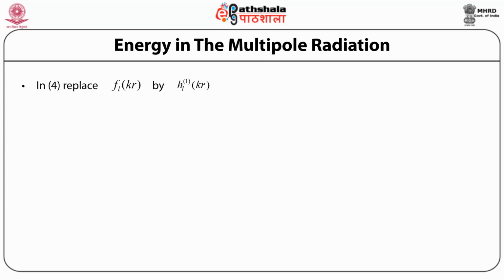So in 4, replace Fl as a function of Kr by HL1 Kr. Vector HL is equals to summation m AE as a function of Lm into XLm into HL1 as a function of Kr into e raised to power minus iota omega t, and EL vector is equals to I naught Z naught by K into del cross HL vector.